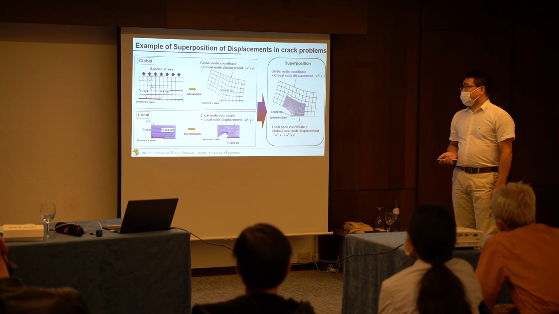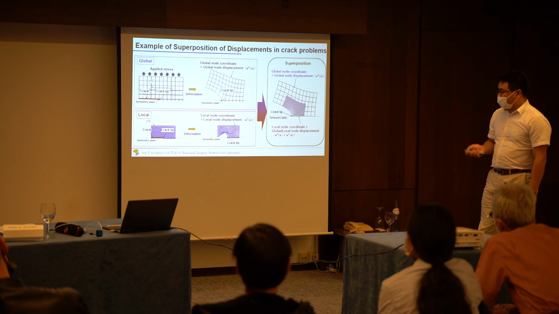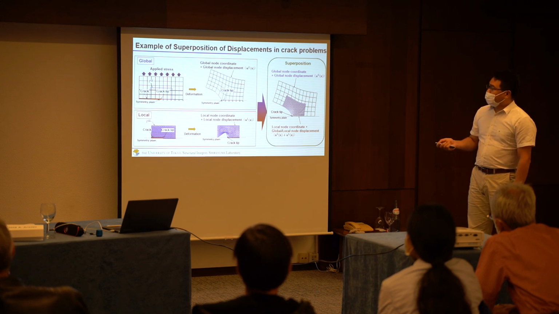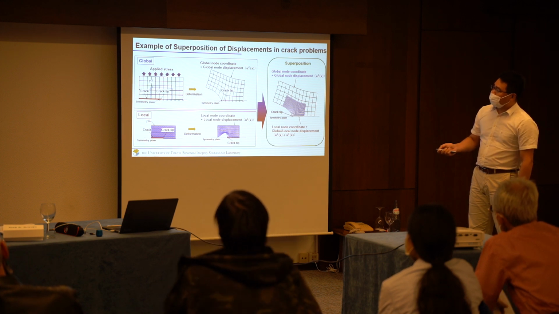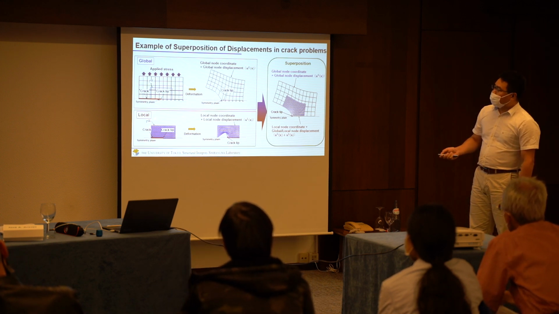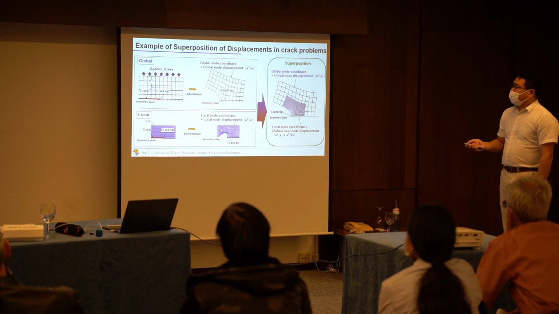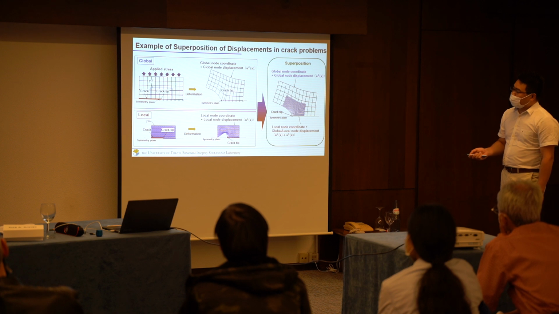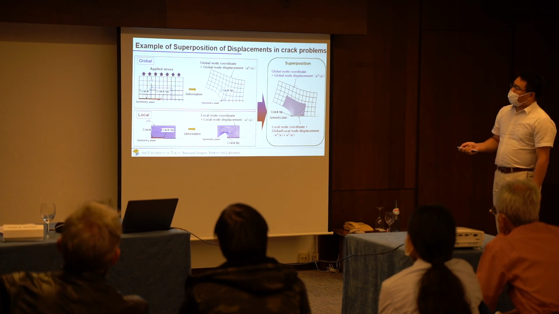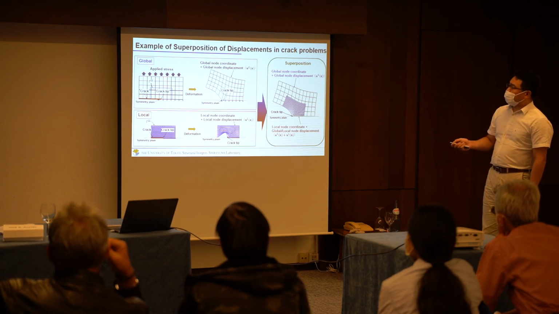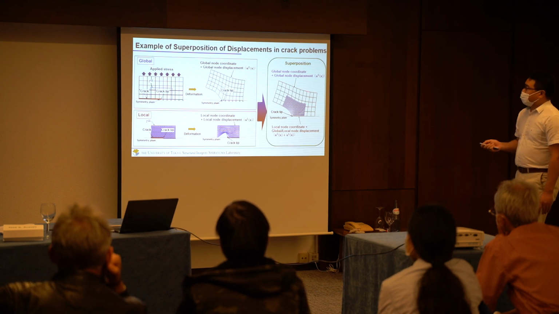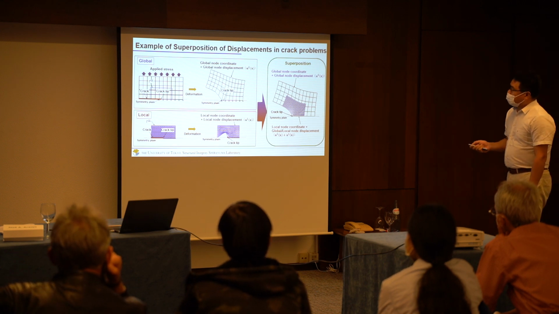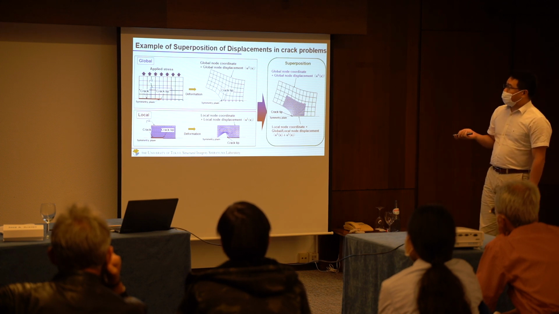Here is an example of the displacement field of a crack problem. Here, this is the domain, and we apply the global mesh, and around the crack tip, we apply this local mesh. And this is the solution of the global displacement field, and this is the solution of the local displacement field. By superposing the displacement from the global mesh and the local mesh, we get this solution of the displacement field. And this is an example of the displacement.